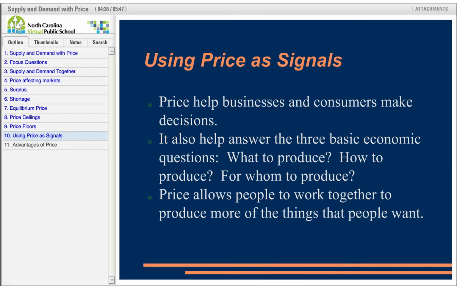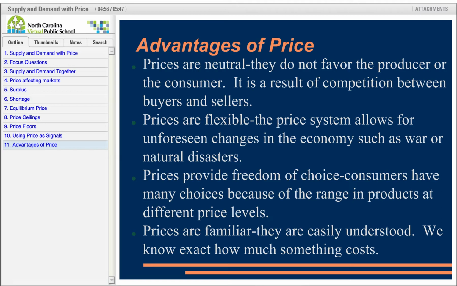In our economy, prices are signals. Price helps businesses and consumers make decisions. It also helps answer the three basic economic questions: what to produce, how to produce, and for whom to produce. Price allows people to work together to produce more of the things that people want. Price.